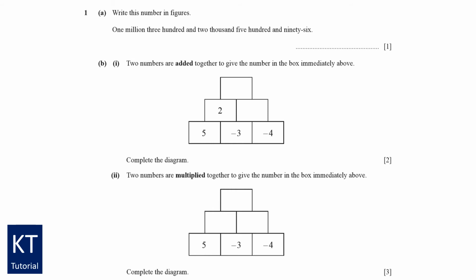1,302,596. Here you go. 1b. Two numbers are added together to give the number in the box immediately above. Complete the diagram. Here they are. Next, two numbers are multiplied together to give the number in the box immediately above. Complete the diagram. Here they are.